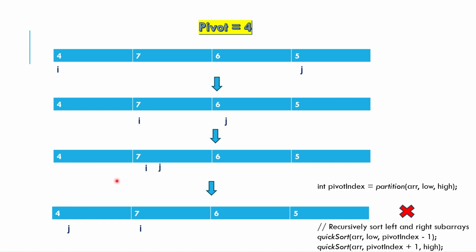That means the element I have returned to you is sorted. Please take care of the left side and right side. Anyway, the left side is not there, so this function will execute on the elements 7, 6, 5. Now the next subarray comes into the picture. That's the reason for divide and conquer.